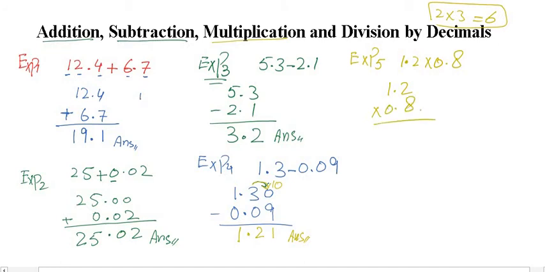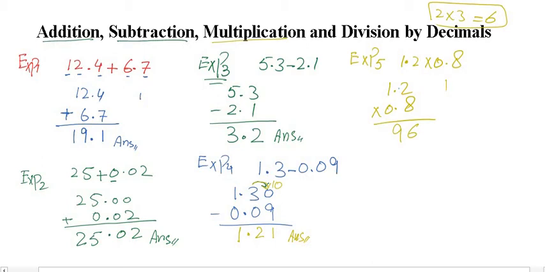Just ignore the decimal for the time being and simplify as if there is no decimal. So it becomes 12 times 8. 8 times 2 equals 16, right? 6 here, so 1 carry, and 8 times 1 equals 8, plus 1, it becomes 9. It's 96 now.